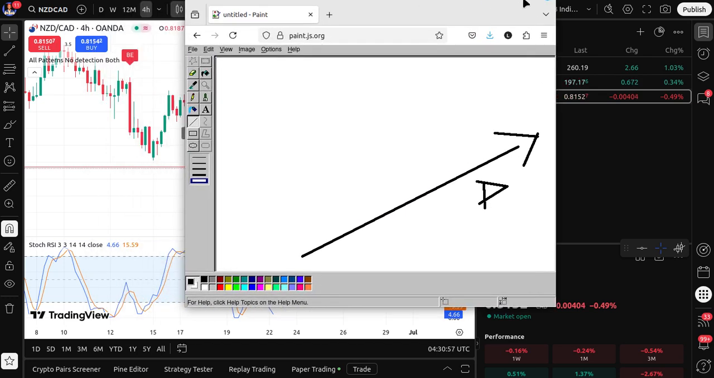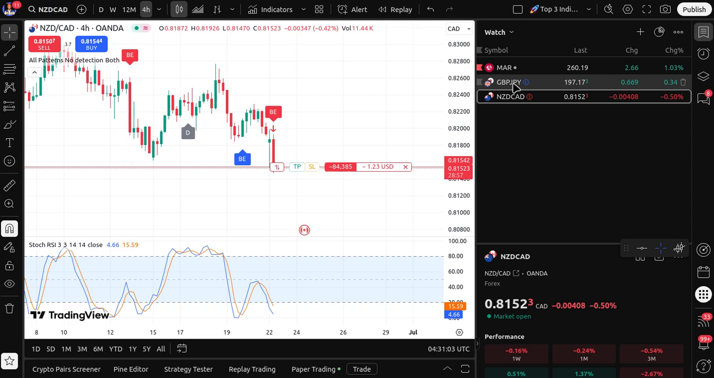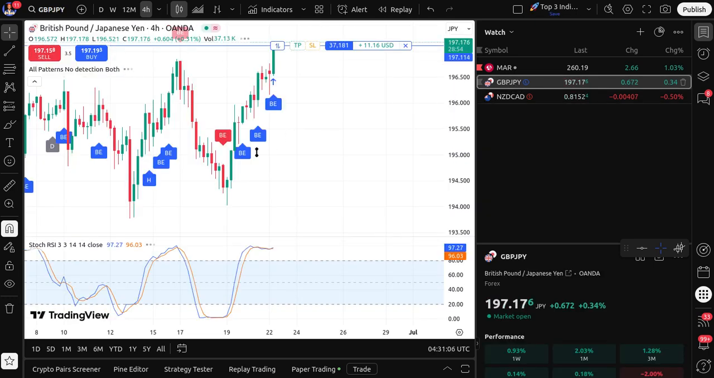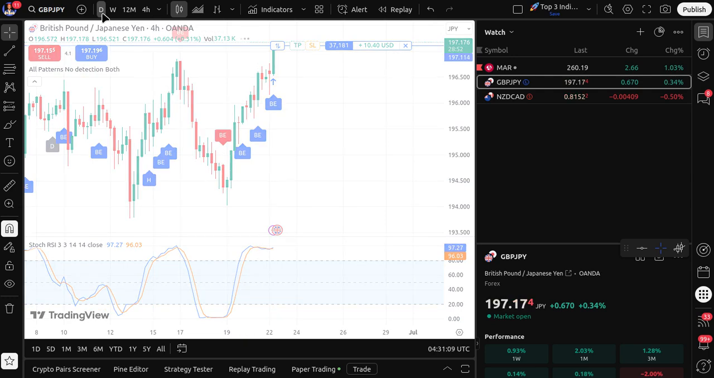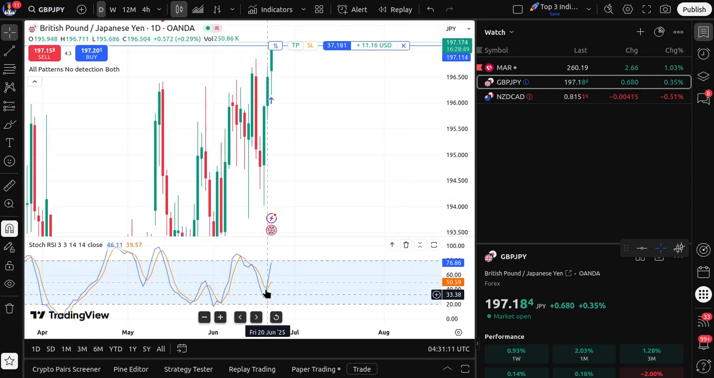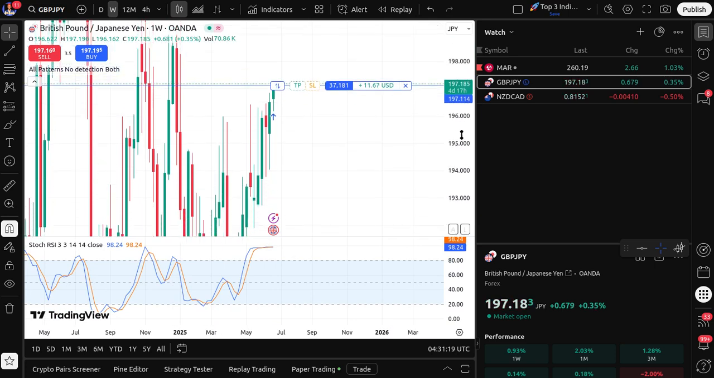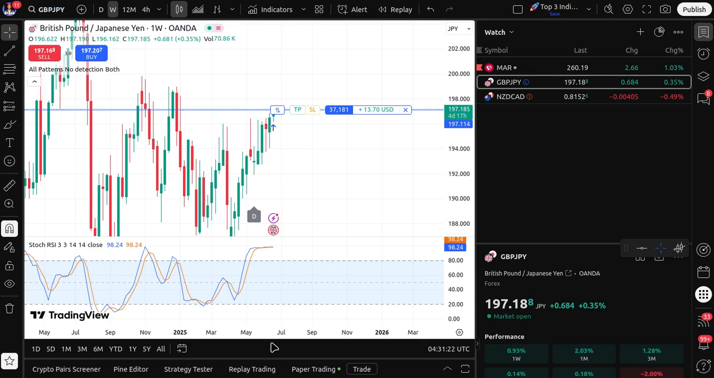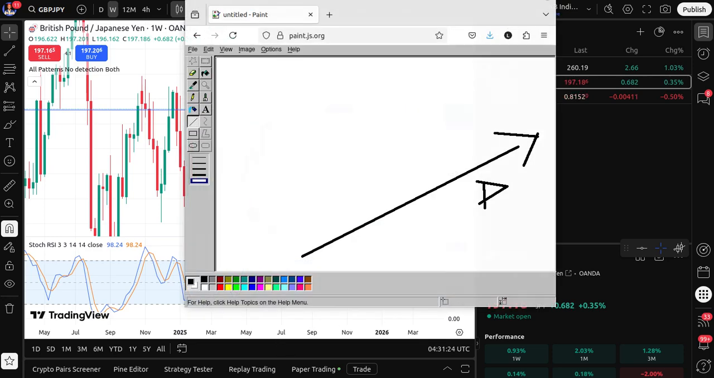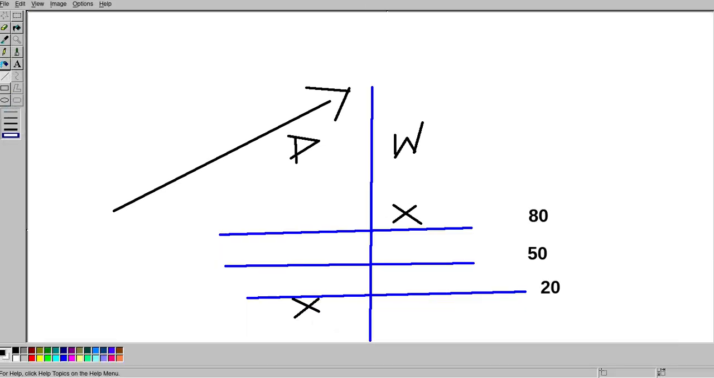Now if we look at this one here, let's look at the daily pattern. It crossed right there, and then it crossed at the top. So that's school of thought number one. That's exactly what happened here. So we had a divergence on the daily pattern and a divergence here.